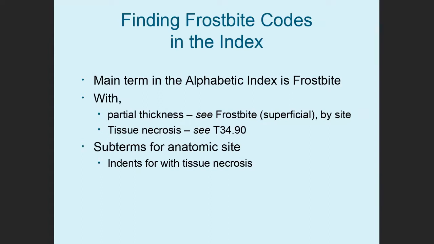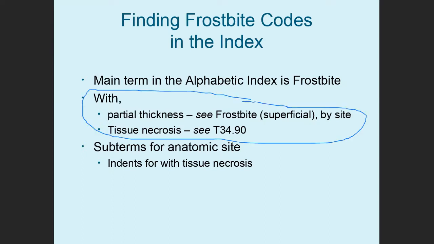So this is pretty straightforward. In the alphabetic index, look up frostbite. Right under the main term, you see with partial thickness, and it says use superficial, and then it says tissue necrosis, and it gives you the unspecified one. Under that unspecified code, you have all the different anatomical sites. And under each anatomical site, it will say with tissue necrosis. So pretty straightforward.